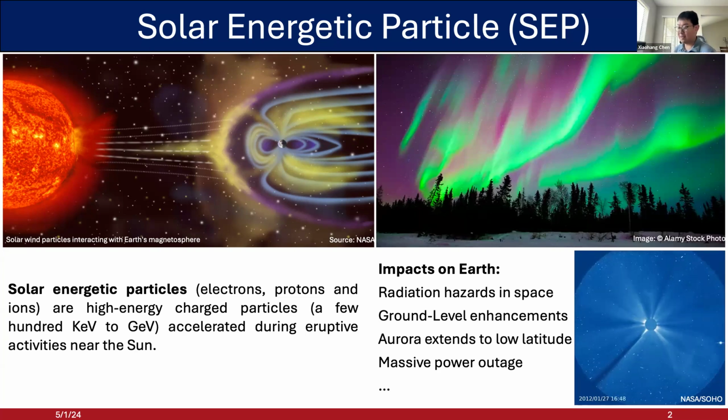In these large events, the aurora can extend to very low latitudes. I remember in the SEP events last year, some of my friends at the Grand Canyon could even see the aurora there. They can also lead to massive power outages, like the Halloween event in history.